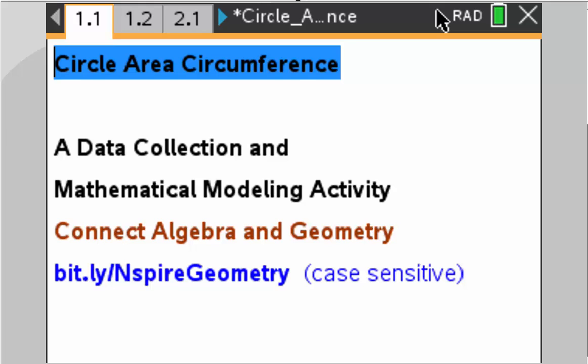This video is one of several videos showing how to use the TI-Nspire dynamic geometry application to help students understand and discover geometric properties by investigation and exploration. This bit.ly website here will show you how to get more information. Please pause as needed.